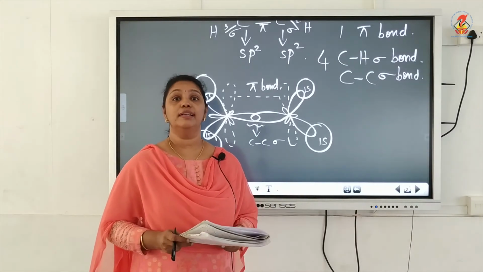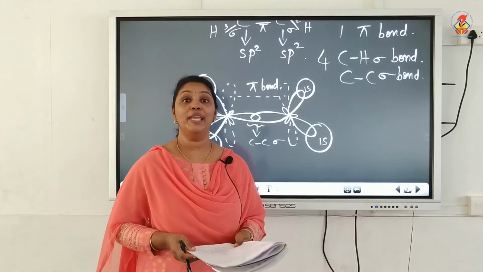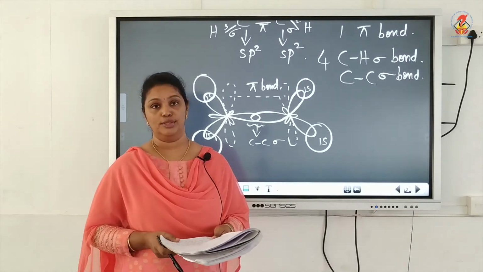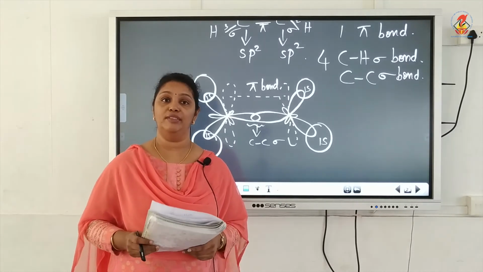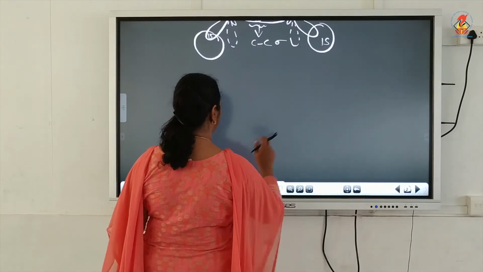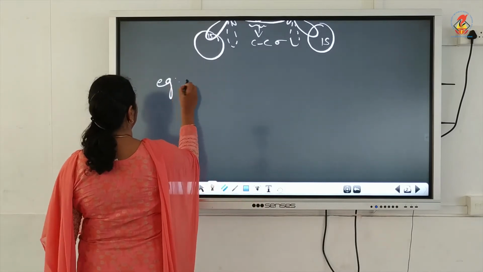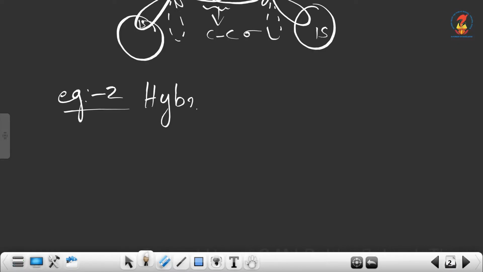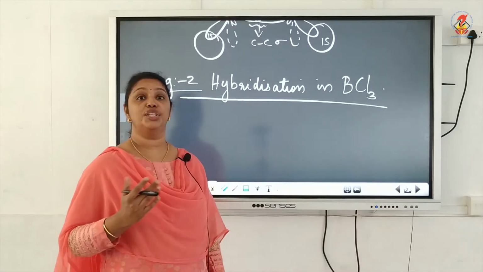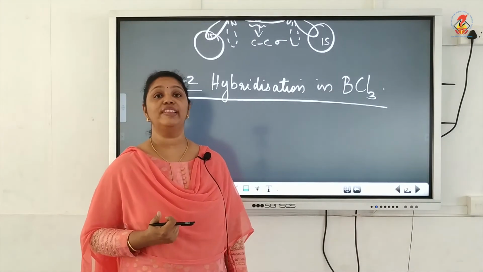Now next example, let's see the hybridization in BCl3, boron trichloride, or the same can be applied to BF3 also, boron trifluoride. So here I am going to explain with BCl3. So next is example 2, hybridization in BCl3, boron trichloride.